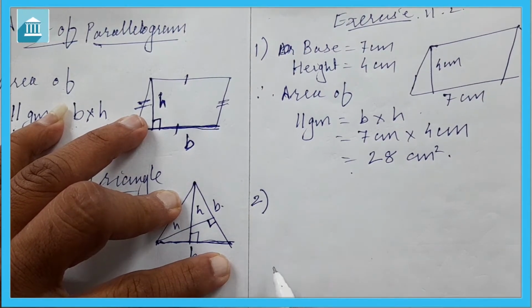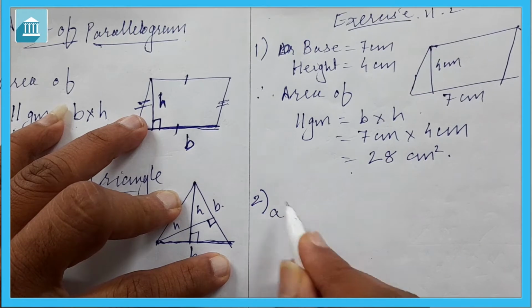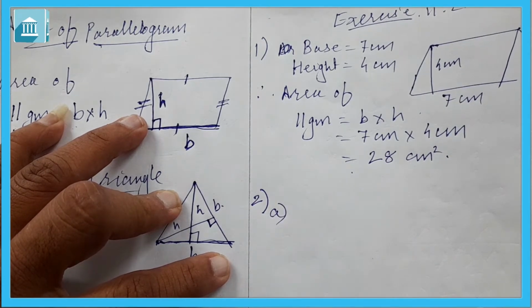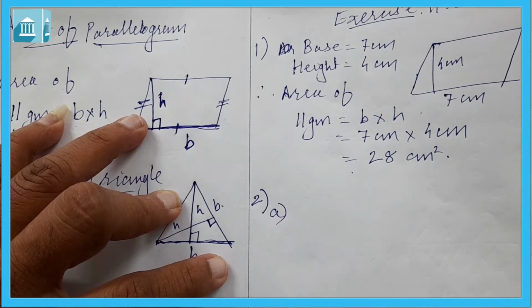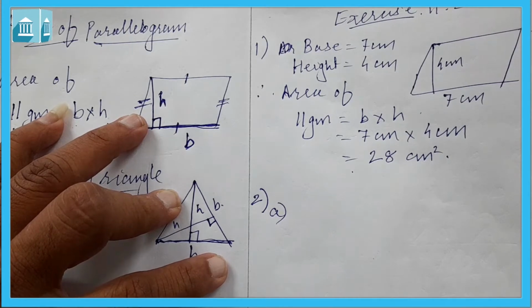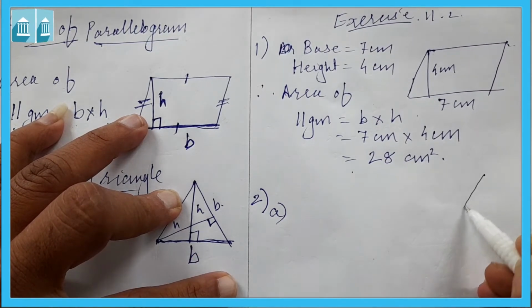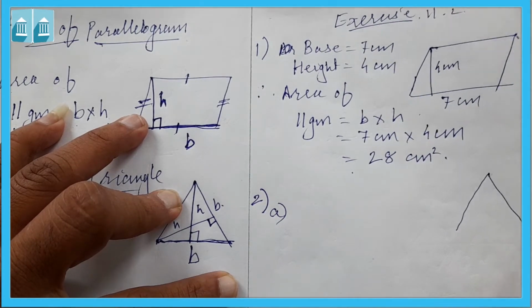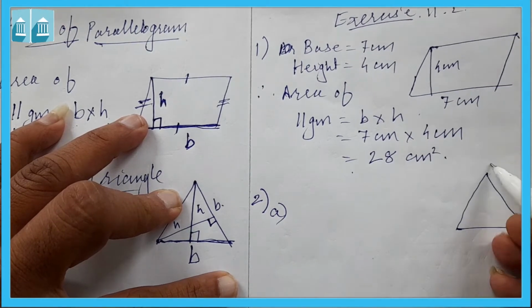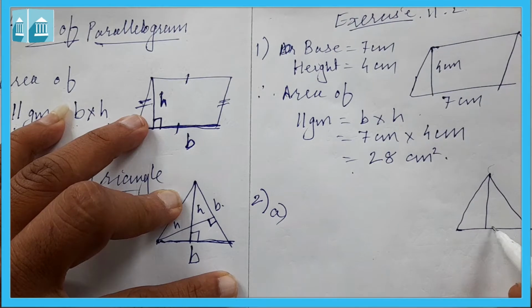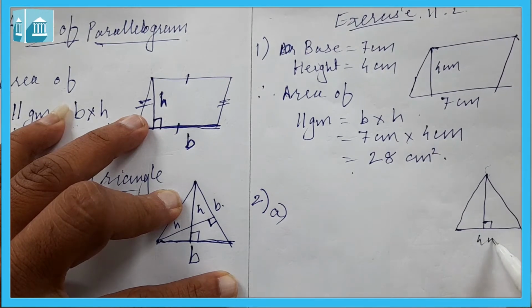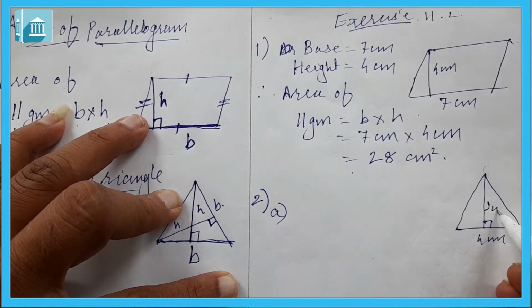Let us see question number 2. Question number 2 is: find the area of each of the following triangles. Here we have to find out the area of triangle. In part A, one triangle is given like that. This side is given 4 centimeter and this is 3 centimeter.